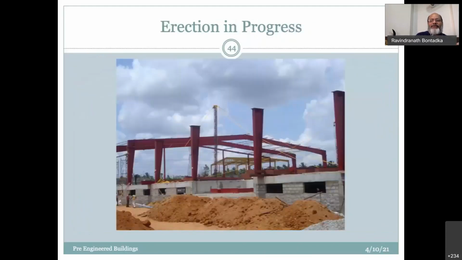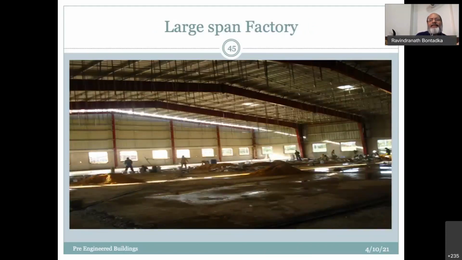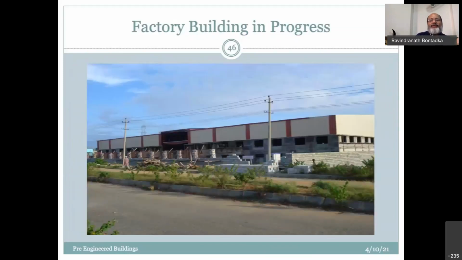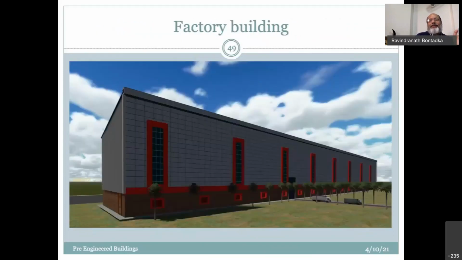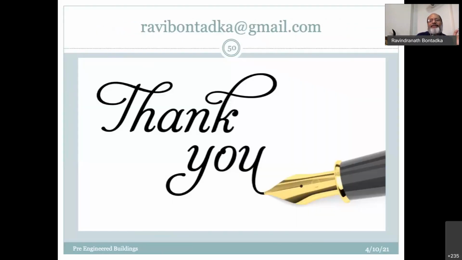And the erection process. The very important thing here is tying of the members, which is very, very important today. With large factory spans, you can go over very large ones. So this is how it is. And then this is one of the showrooms and workshops which we did in about 6 months' time. The whole thing was completed. So you'll be able to use them properly. That is another factory which we did.